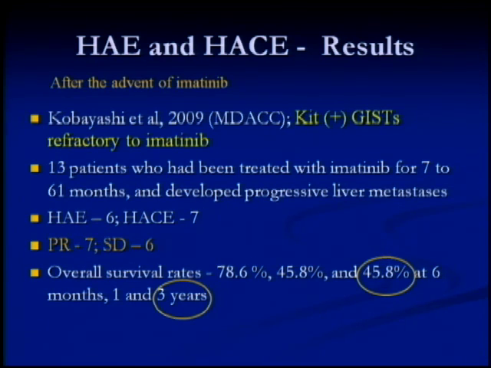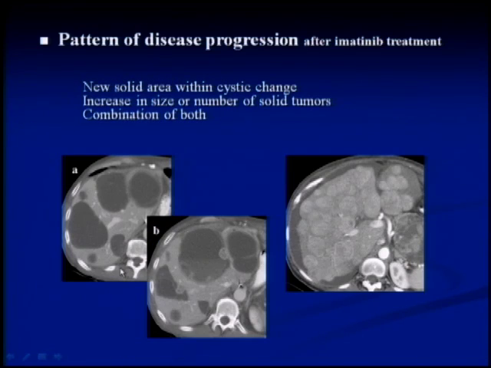And these are a small group of patients, only 13 patients, and we did embolization in 6 and chemoembolization in 7, and were able to achieve partial response in 7 patients and stable disease in 6 patients with a 3-year survival of almost 45% or 46%.